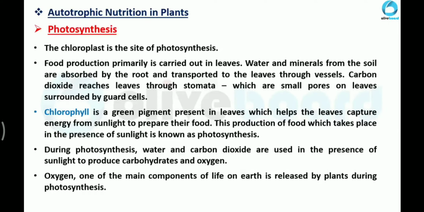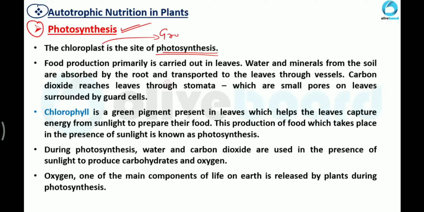Now, autotrophic nutrition in plants. Autotrophic nutrition means plants synthesize their food by themselves, by the process of photosynthesis. So we will discuss photosynthesis. The chloroplast is the site of photosynthesis.